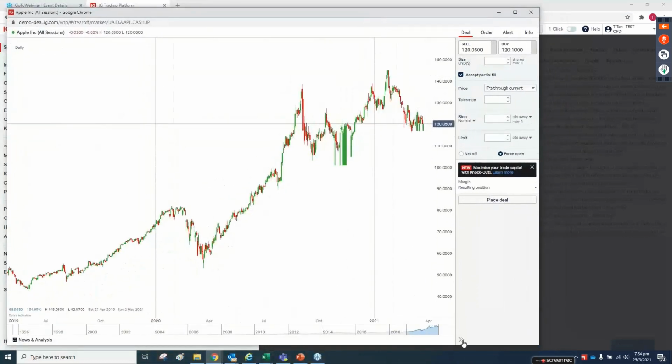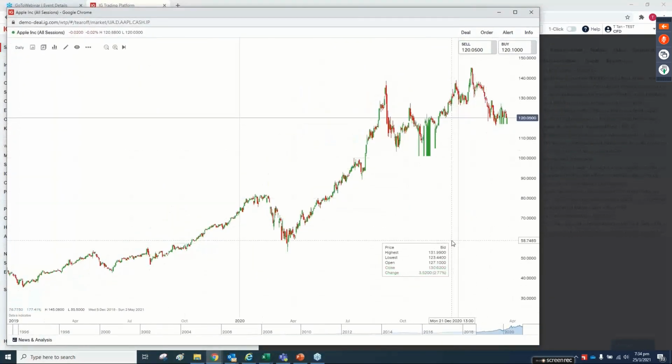Now, take note that as with all technical analysis, it's going to be more accurate for instruments that are more liquid. So that means it's going to be more accurate for indices as opposed to individual stocks and shares. Okay, so for Apple, let's see.